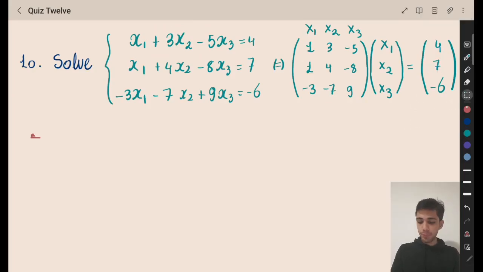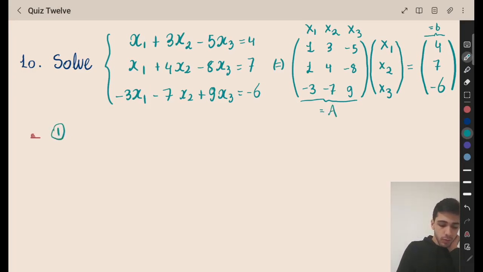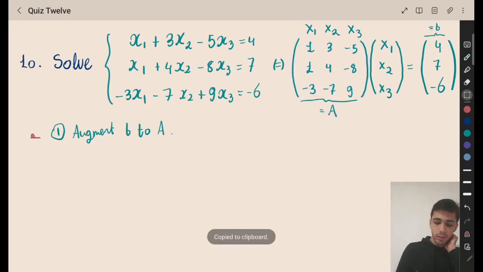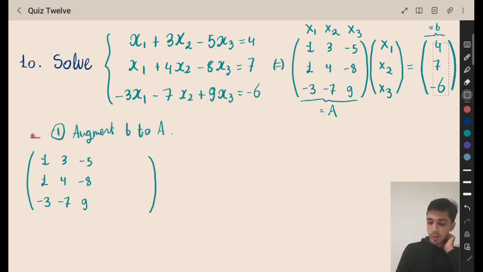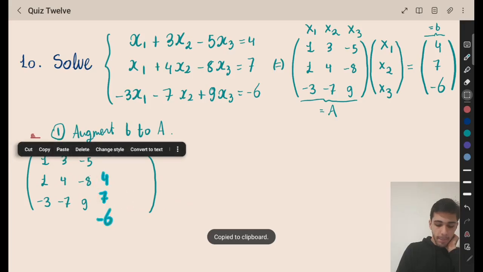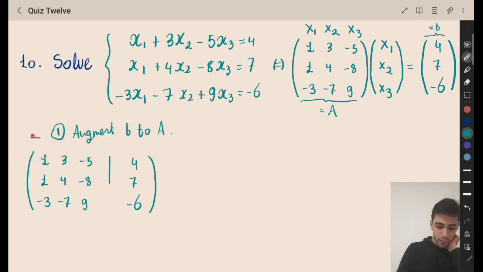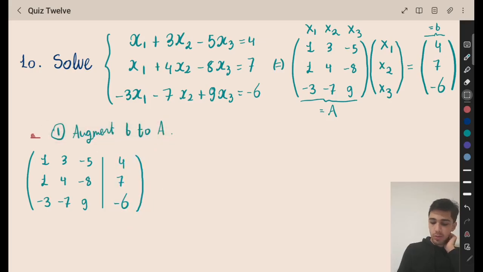So this is good. Usually this is called B, usually that is called A. The first step you need to do is to augment B to A. Let me make this extremely precise. So I take the matrix A and I augment to it. I make some extra space for B here. You could think of this line as an equal sign.